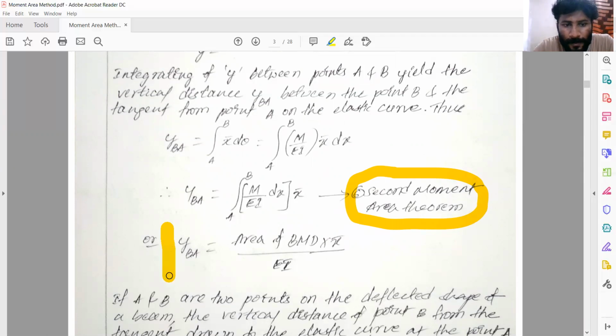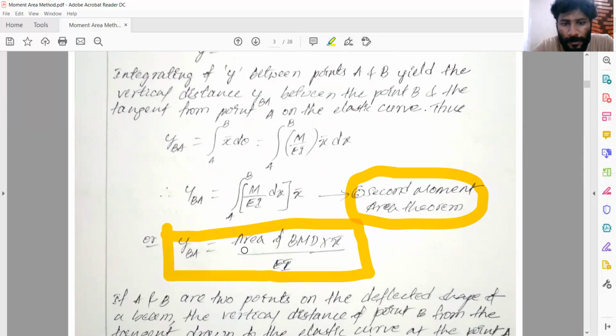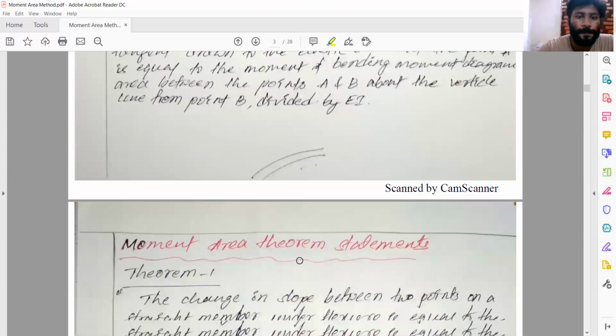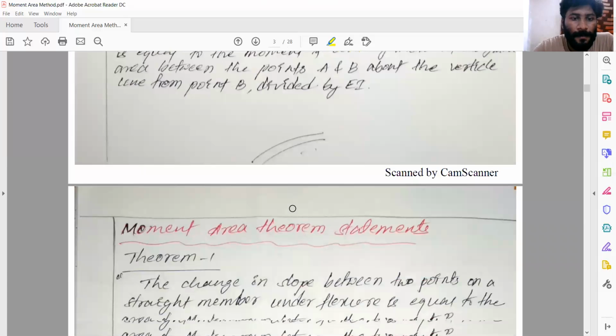This is the equation we are going to use to solve the problems. So YBA is equal to area of BMD into x bar. The term x bar is added here. In the first theorem, we have theta is equal to area of BMD divided by EI. In the second theorem, YBA, the deflection, is equal to area of BMD into x bar divided by EI. So that's it, the derivation.